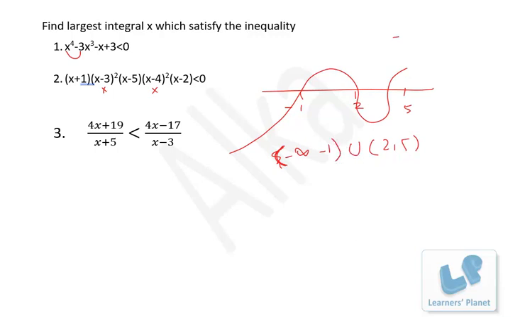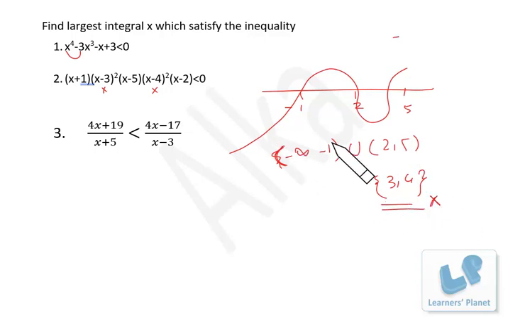Now what will be the solution to this problem? We are looking for the largest integral x which satisfies this inequality. So we get this range: minus infinity to minus 1 union 2 to 5. So the largest integers in this range are 3 and 4, both of them, right? But just look at the question. At x equal to 3 and 4, this expression will be 0, and we are looking for less than 0. So you still have to eliminate 3 and 4.